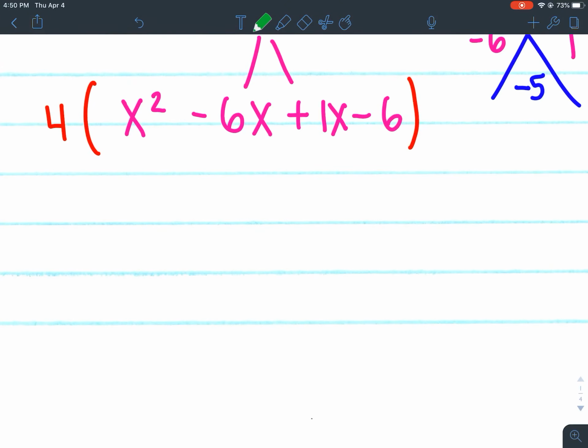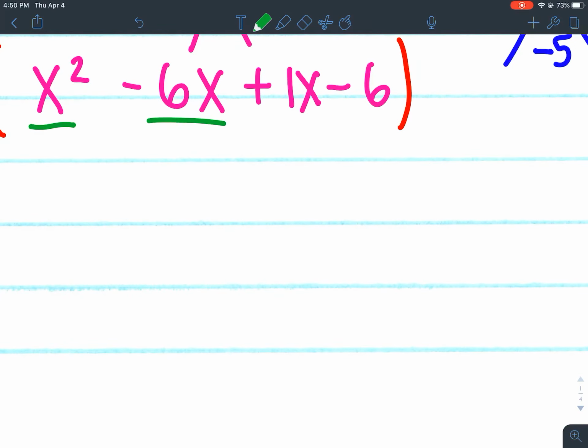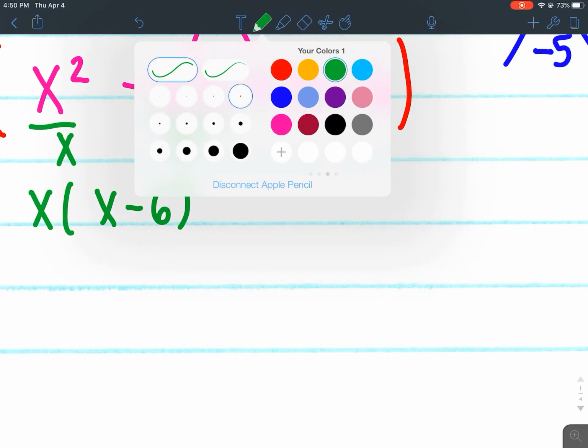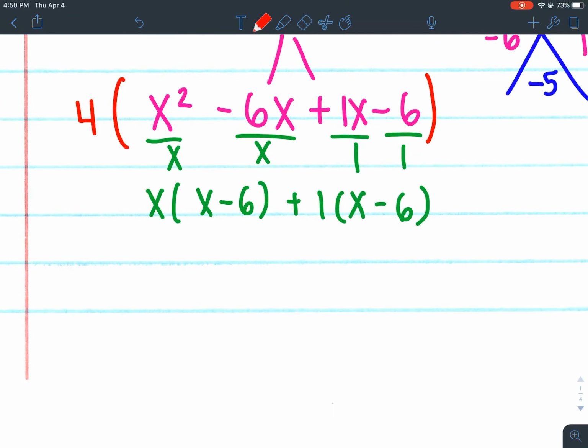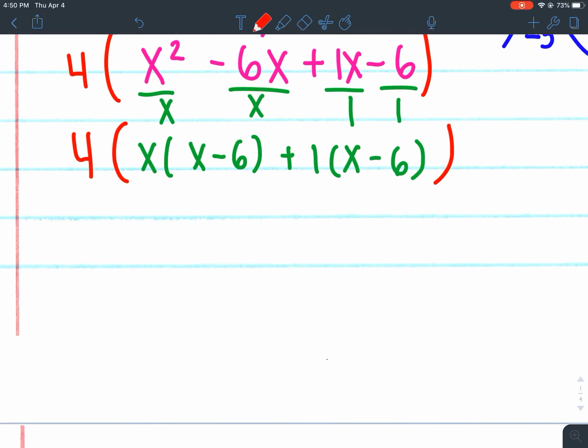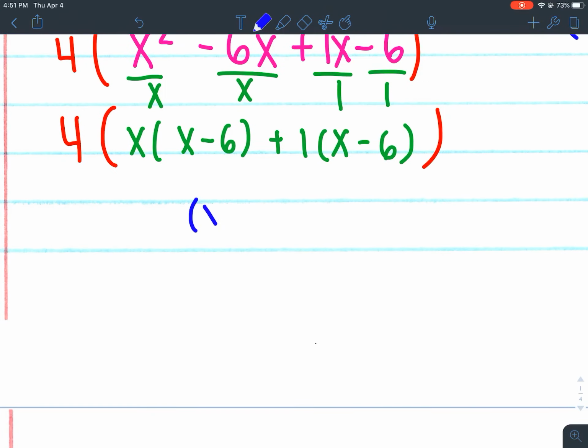All right, once you do that, then you do your whole factoring by grouping. Again, just pretend the 4 isn't there for now. So we have x times x minus 6, because x is our GCF here. And then our GCF for the next part is just 1. So we have plus 1, and then we have x minus 6. Again, my parentheses do match. I still have the 4 out there. Now, my new parentheses are going to be x plus 1 and x minus 6. So those are my factors.